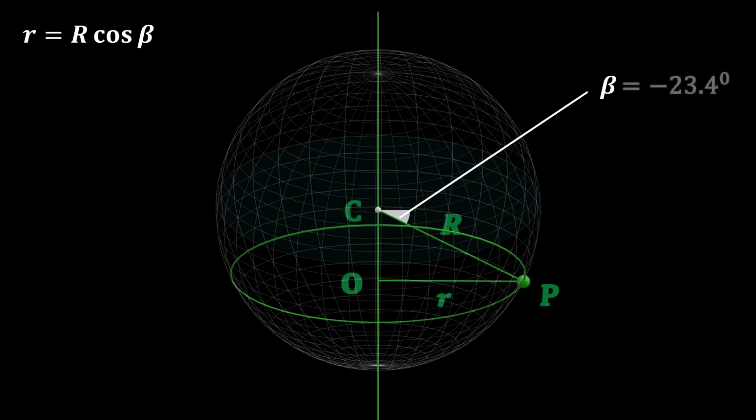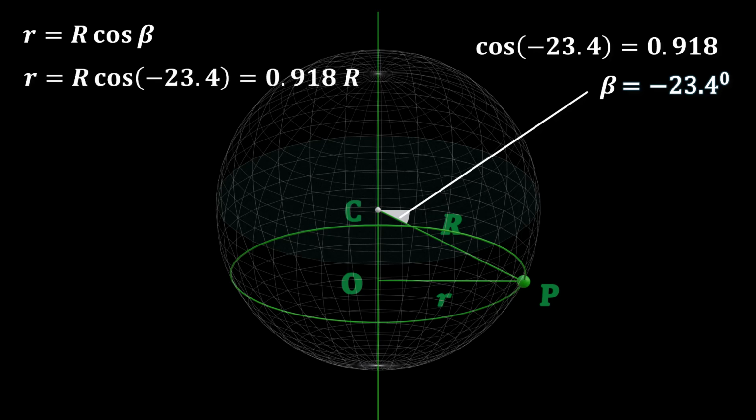For beta equals minus 23.4 degrees, which corresponds to the Tropic of Capricorn, we have cos minus 23.4 equals 0.918, and we have r equals 0.918 capital R.